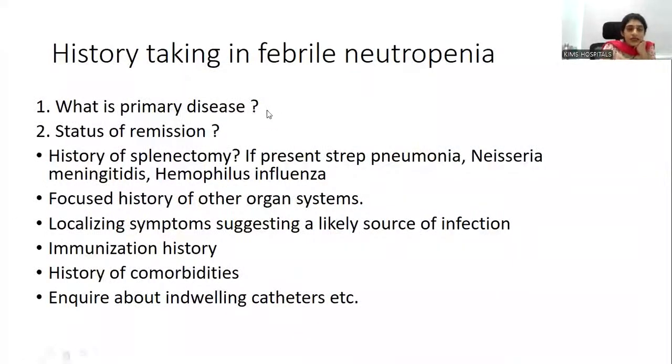So history taking, we need to know what is the primary disease, why there is febrile neutropenia. Is it because of cancer? Is it because of infection? Is it because of a viral illness? Or is it because of immunodeficiency?